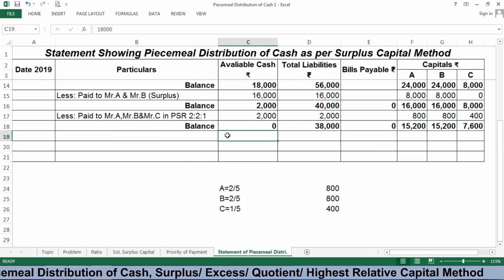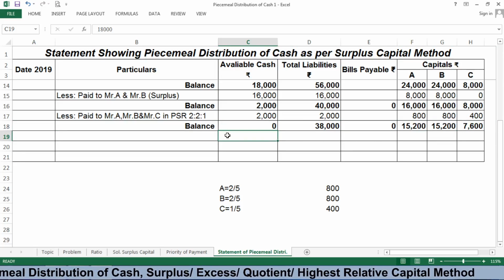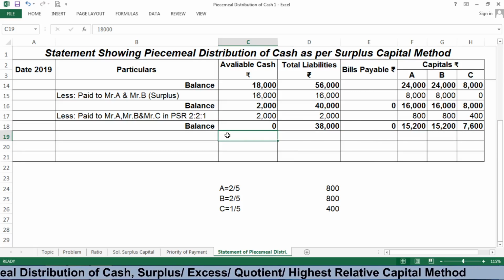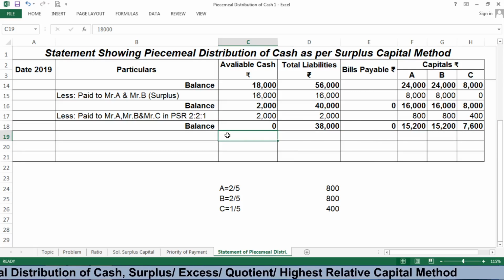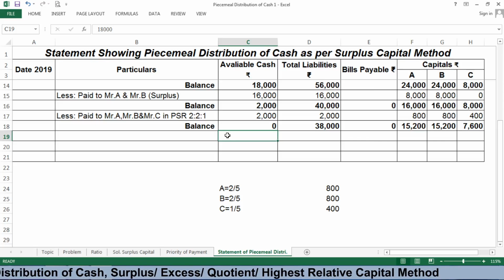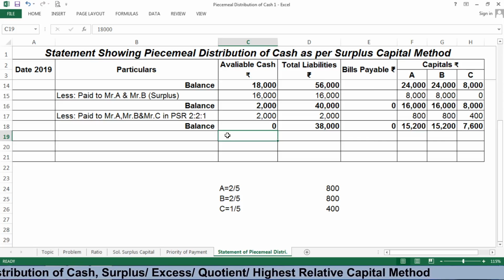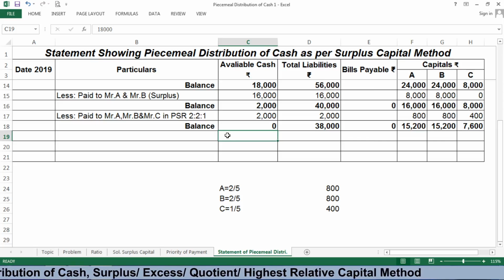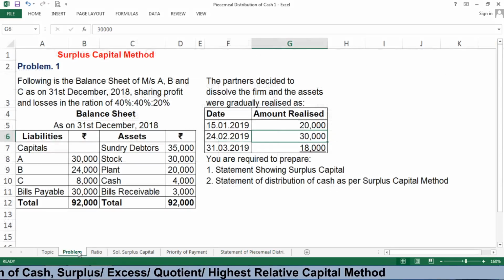After this payment we can see the balances of various accounts. So first account, that is cash, we have nil. Now we don't have a single rupee. Total liability is 38,000. Still we have to pay 38,000. Mr. A's capital balance, which we have to pay, is 15,200, B's is the same, and C's amount is 7,600. Now we don't have any kind of cash.